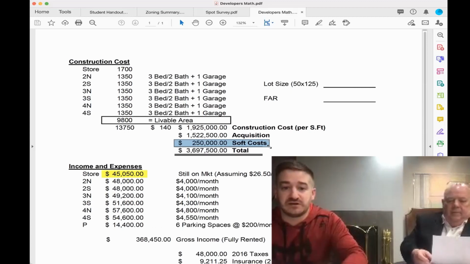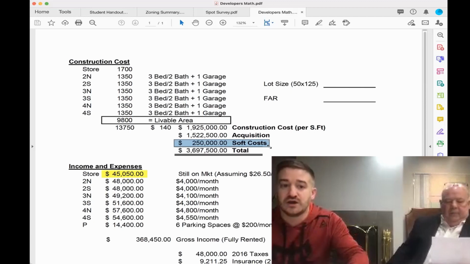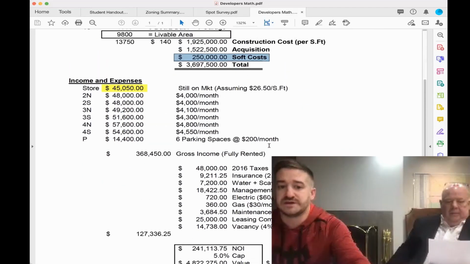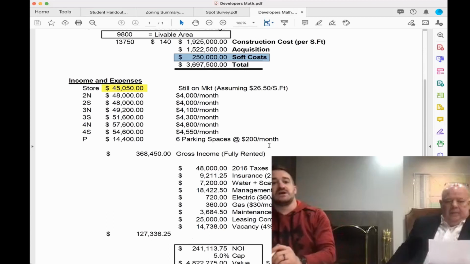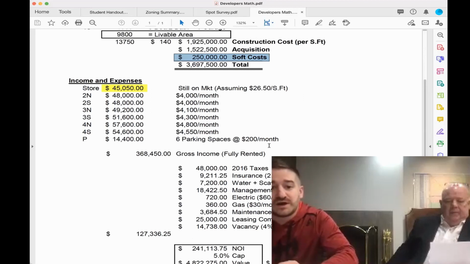It's the cost of carrying the property while you go through development until you get to your big payday, which is now the income and expense portion of this worksheet. And so now the developer will look at end sales. When I develop the property, what can I sell or rent my units for?